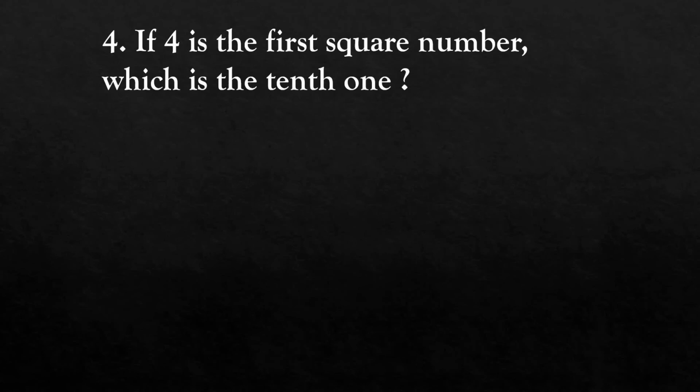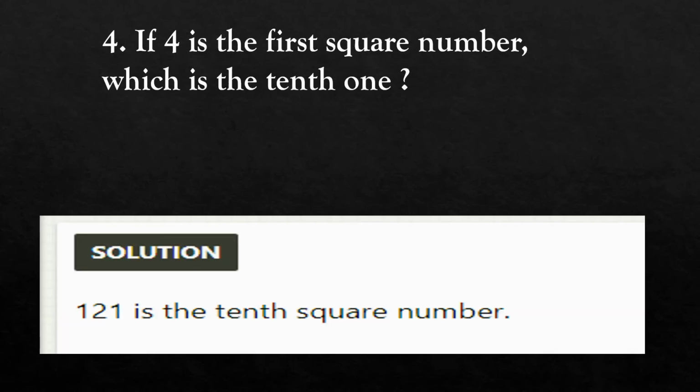So here now you will consider 4 is the first square number, so that you have to find out the 10th one. So if you see, the 10th one means 11 will come there. So 11 multiplied by 11, you will get 121. So 121 is the 10th square number.